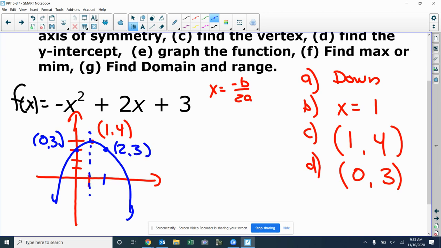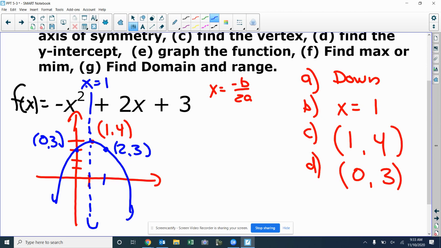Axis of symmetry coming right down through here, x equaling 1, which we can label. And there we are, working that guy a little bit there.